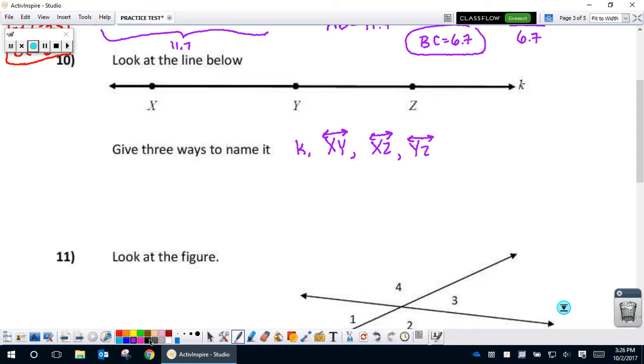Okay? If you want to make a note of some things you can't use, you can't just use X and Y, because that means the distance. You can't use X and Y, anything with just a segment symbol, and you can't use 3 letters. So if you need to make a note, those do not work.